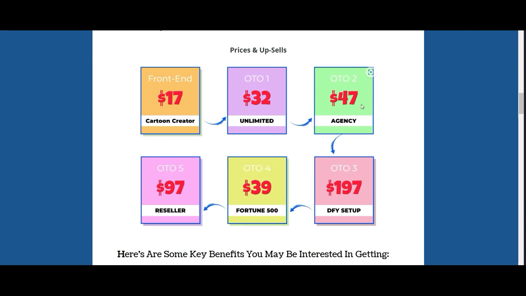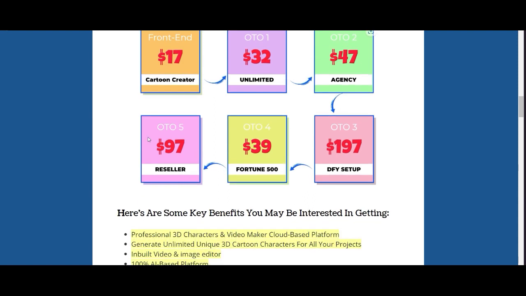OTO 2 is an agency version, which will come to you for $47. OTO 3 is the reseller version, which will come for $97. Fortune 500 is $39. OTO 5 is $197. It is a done for you setup.